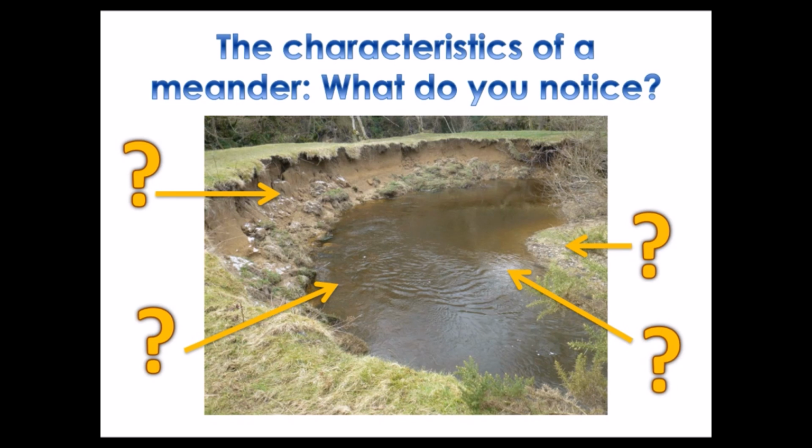Another thing to note is that this part of the river is slightly darker, which suggests it is deeper. Because it is deeper, less of the water is in contact with the riverbed, and therefore there is less friction, so it's able to move faster.